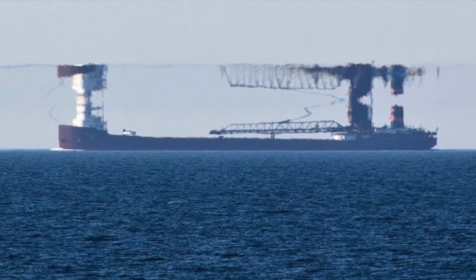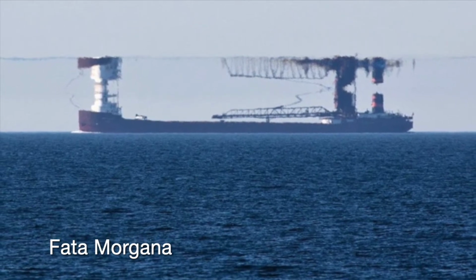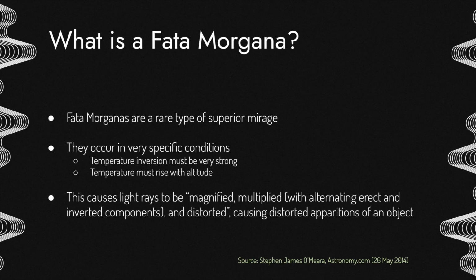A rare and more complicated variation of a superior mirage is the Fata Morgana. Fata Morganas happen in very specific conditions. The temperature inversion must be very strong, and the temperature of the air must rise with altitude, which it doesn't normally do. These conditions cause light rays to be magnified, multiplied, with alternating erect and inverted components, and distorted, which causes distorted apparitions of objects to appear.